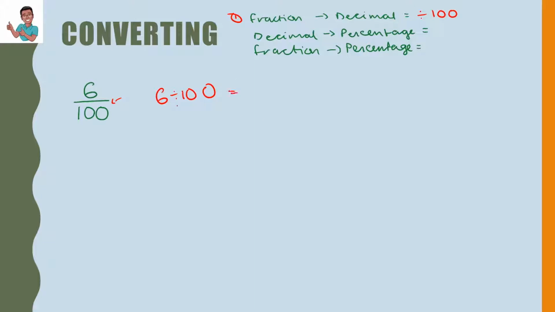6 divided by 100 is 0.06. We can do this by changing the place holder. So when we have 6, we divide by 100, the decimal point is there, we move it 2 places.